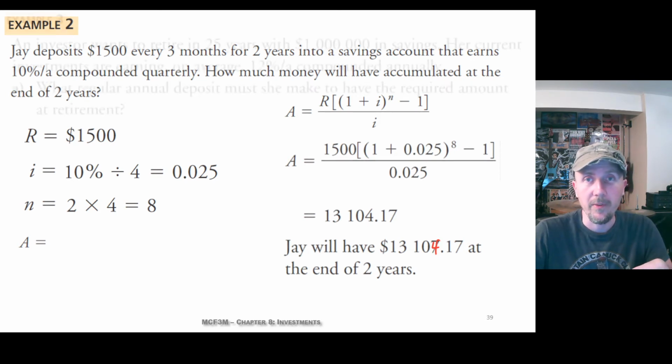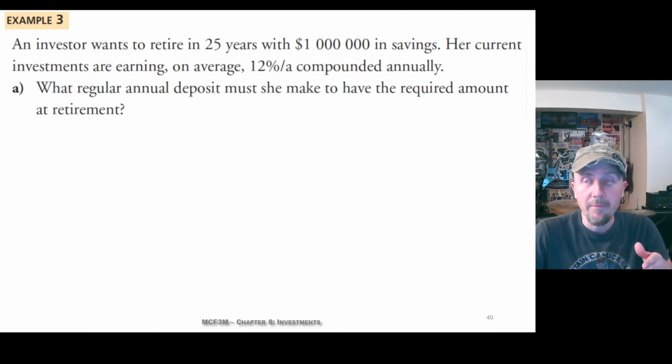I think that's taken right from the textbook. Another one, now this one's slightly different. I think this one doesn't give you the payment. So in 25 years, they want to have $1 million. Her current investments are, so here comes our interest, 12% compounded annually. Compounded annually is nice. We don't have to do the divide and multiply thing. Annual is 1, so if I divide by 1 and multiply by 1, it's the same. So 12% is my percent, and 25 years is my N.